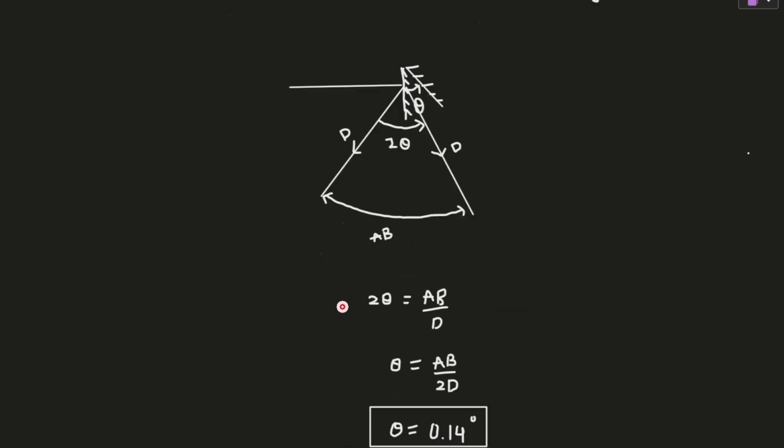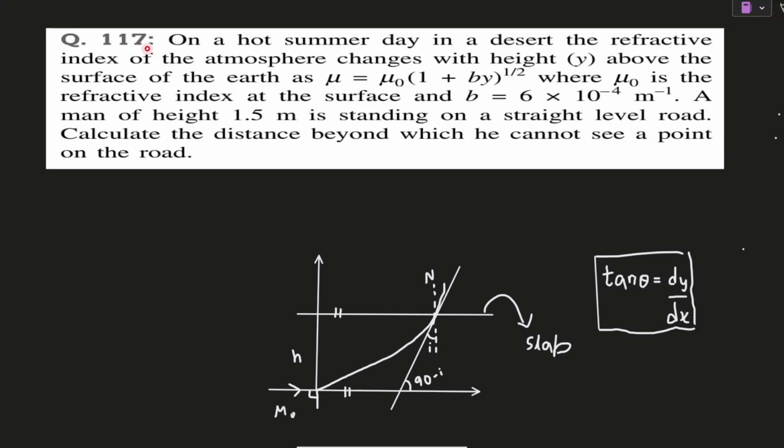The second problem says: on a hot summer day in a desert, the refractive index of the atmosphere changes with height y above the surface of the earth as mu equals mu naught times (1 plus by) whole power 1 by 2, where mu naught is the refractive index at the surface and b equals 6 times 10 power minus 4 meter inverse. A man of height 1.5 meters is standing on a straight level road. Calculate the distance beyond which he cannot see the point on the road.